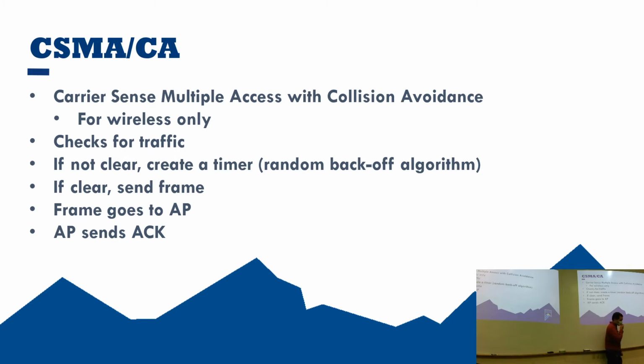The whole process is, whenever you're sending anything out wirelessly, you check for traffic. If it's not clear, it's going to make a timer. This timer is a random amount of time, and it's called the random backoff algorithm. Once that timer is done, it'll repeat the process. If it's clear, it's going to go ahead and send the frame. The frame, of course, goes to the AP, and the AP sends back an acknowledge signal.